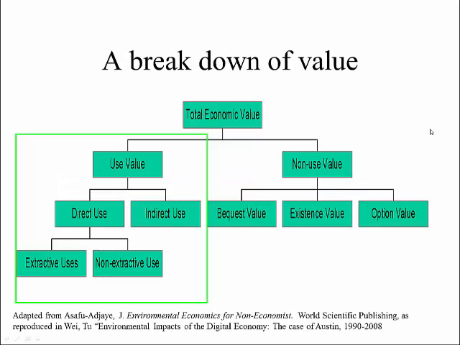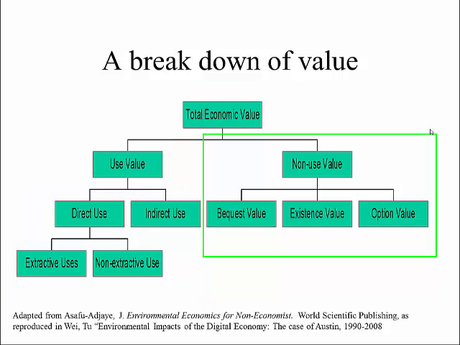The key reason that we need to distinguish between use value and non-use value and all the different types of values underneath it is it helps us understand what types of things we're looking for and what kind of data we might need. For example, use value is associated with actual behavior. We can look at choices that people made, things that they've bought and the prices they've paid. Or in the case of a non-extractive value, say a recreational fisherman, we can talk to them. What kind of trip did you take? How much did you spend to get there? These are going to help us to put a dollar value on these types of values.